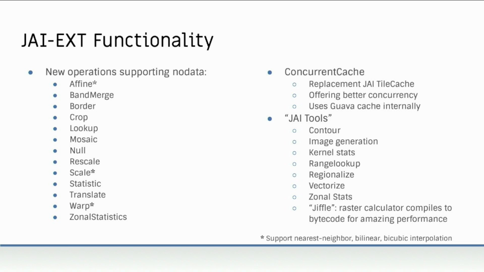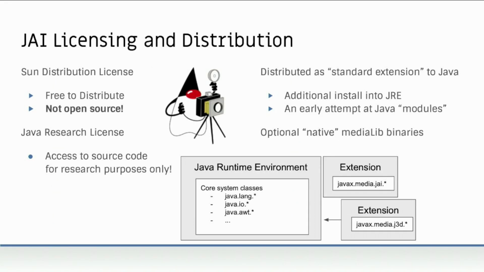Then we built a bunch of downstream stuff called JAI-tools for doing contours, range lookups, vectorization and zonal stats. And a really fun one is called Jiffle, a little domain-specific raster calculator, so you could do vegetation index calculations pixel by pixel on the fly. Lots of fun stuff.